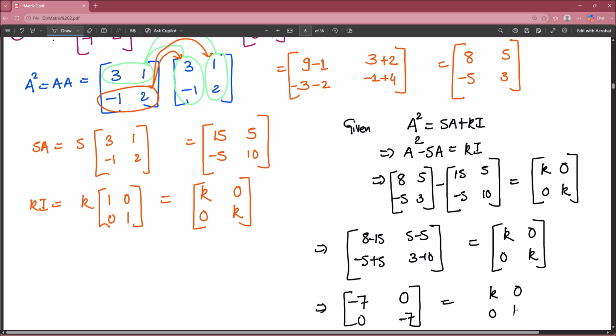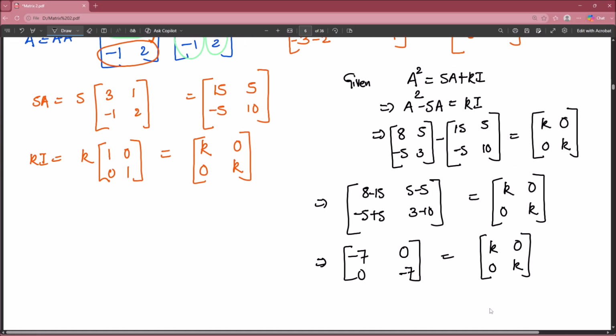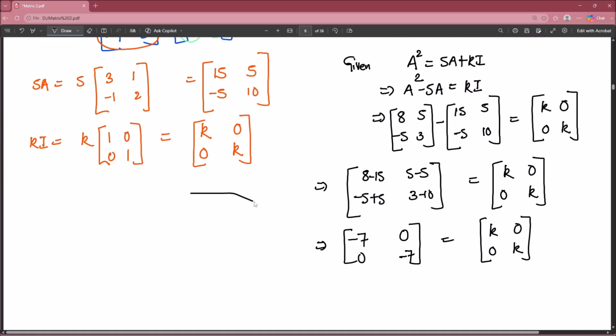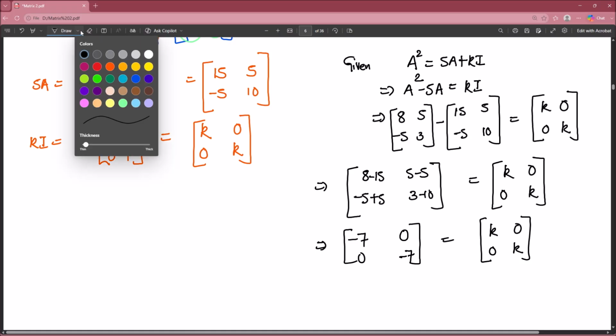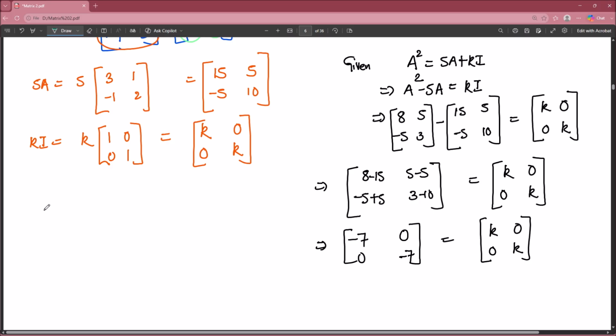So comparing both sides, the value of k is minus 7. Therefore, the value of k is equal to minus 7.